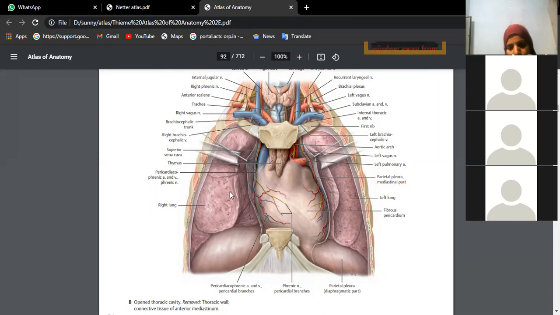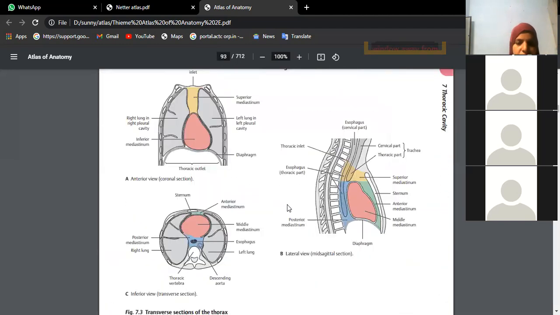Lungs are covered with pleura, heart is covered with pericardium. Of course, thymus, unless it is a body belonging to a small baby of around 7 to 10 years, we don't see thymus. Okay, so this is again the diaphragm. These are the phrenic vessels we have. Vagus also we have here. These are the blood vessels supplying the heart. Those are the coronary arteries.